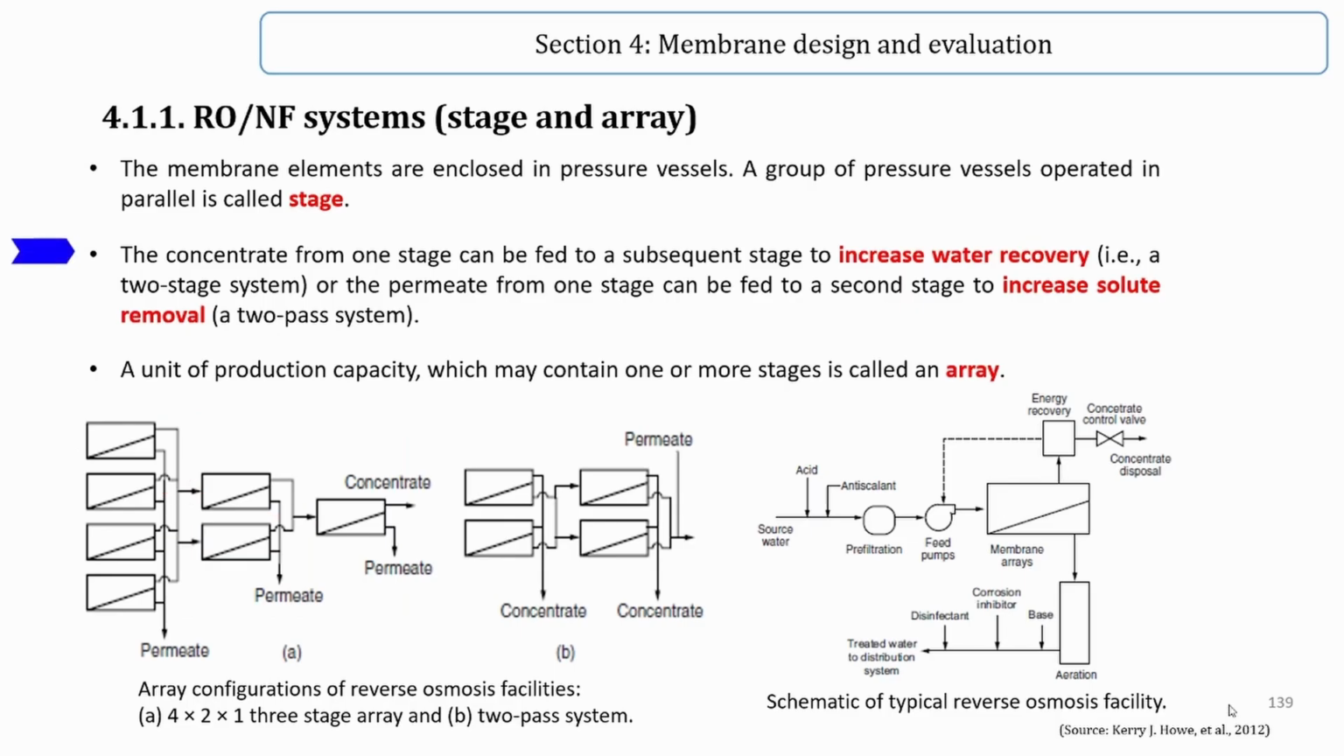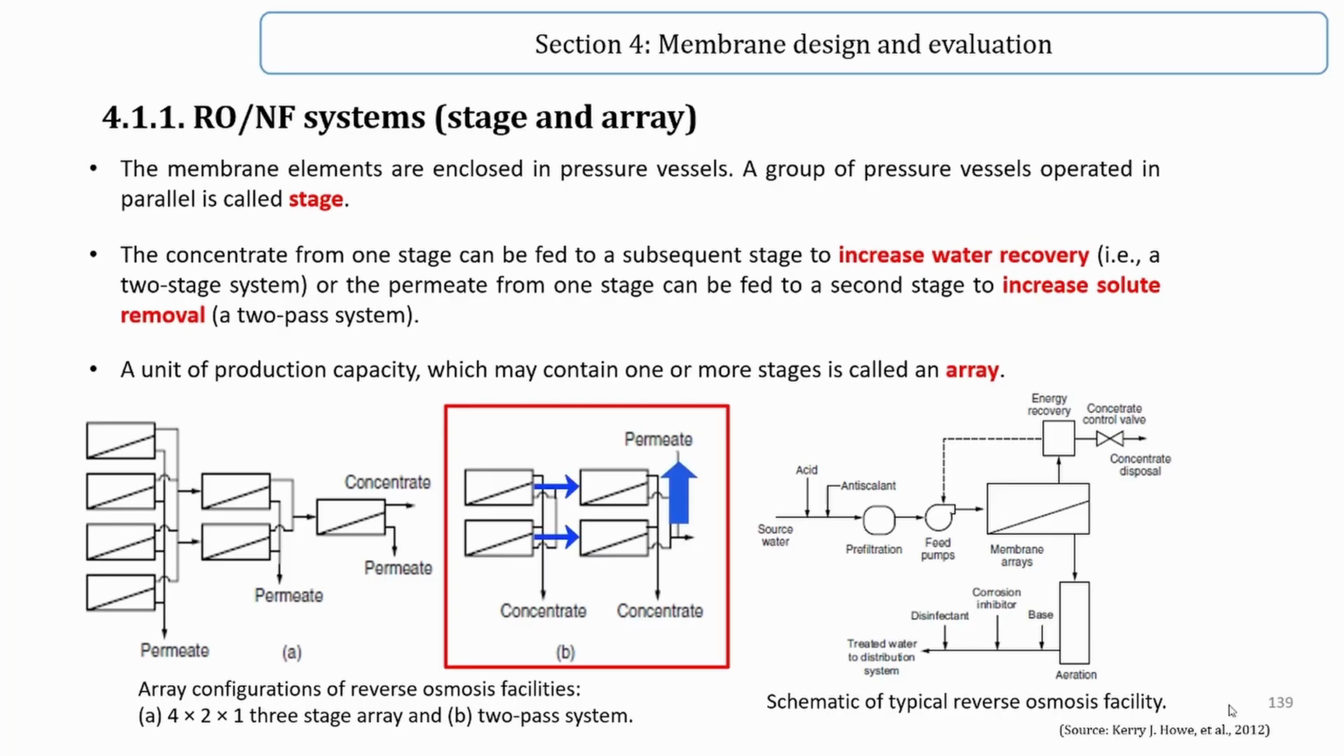The concentrate from one stage can be fed to a subsequent stage to increase water recovery. In this figure, you can see a three-stage system. Reverse osmosis systems can also have distinct reverse osmosis units referred to as a pass. The permeate from one stage can be fed to a second stage to increase solute removal in a two-pass system.